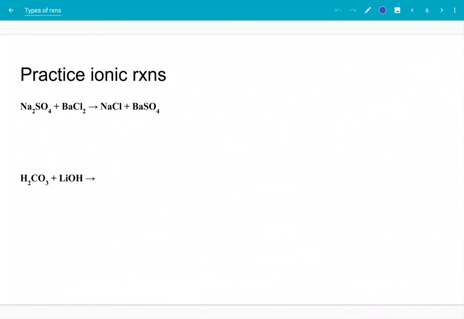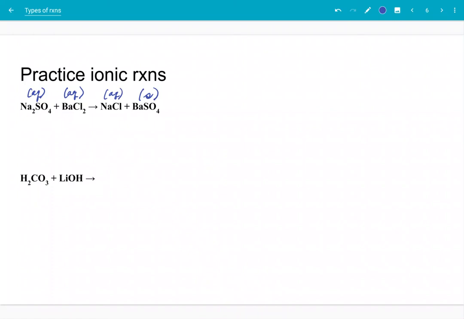So the first thing I do is figure out my solubility rules. Sodium sulfate: according to the first solubility rule, sodium compounds are soluble, so that'd be aqueous. Barium chloride is aqueous because of the rule with chlorine, so chlorides are soluble. Sodium chloride is aqueous. And then barium sulfate is a solid. The last rule: sulfates are soluble except for barium.